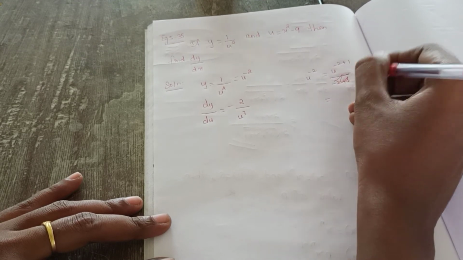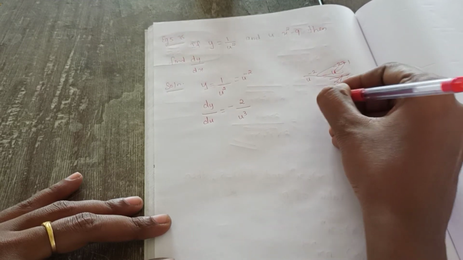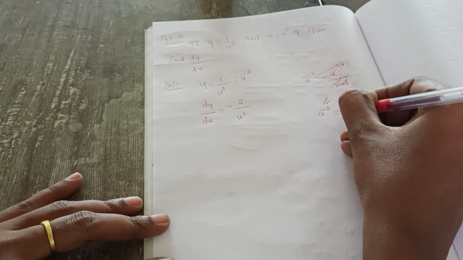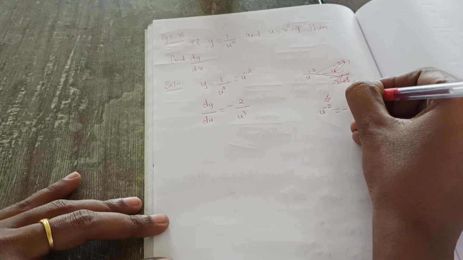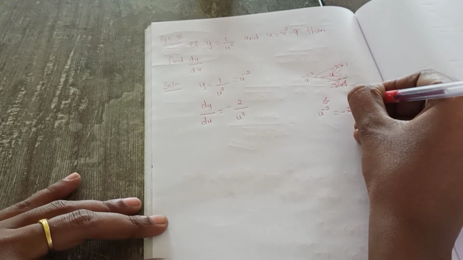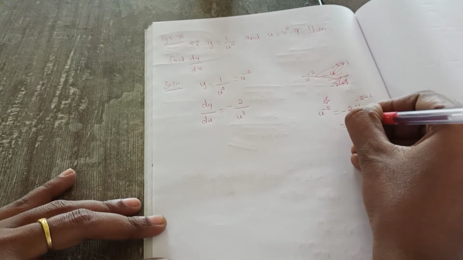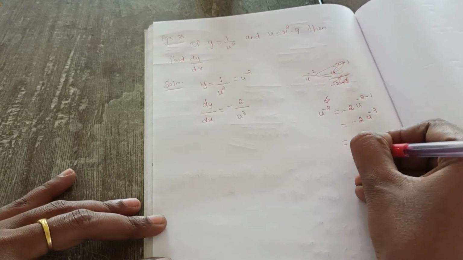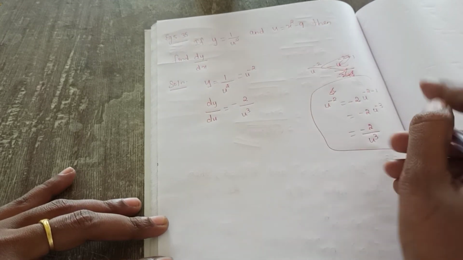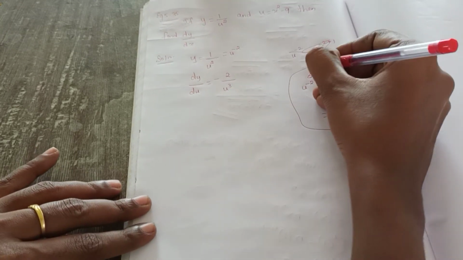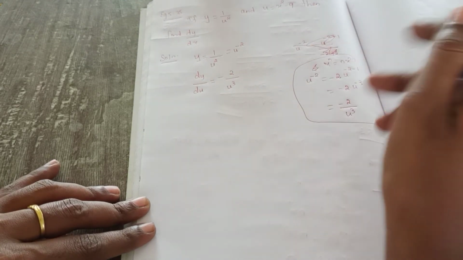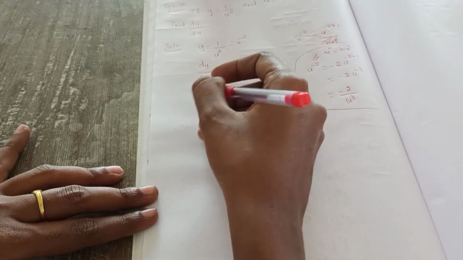Sorry, n x^(n-1), is it right? So here n value is minus 2. x^(n-1) means u^(-2-1). So what will you get? Minus 2 u^(-3). You can bring it down, so minus 2 by u^3. Okay, got it? Understand? n x^(n-1). So the derivative of x^n is equal to n x^(n-1). Don't confuse, this is a formula.